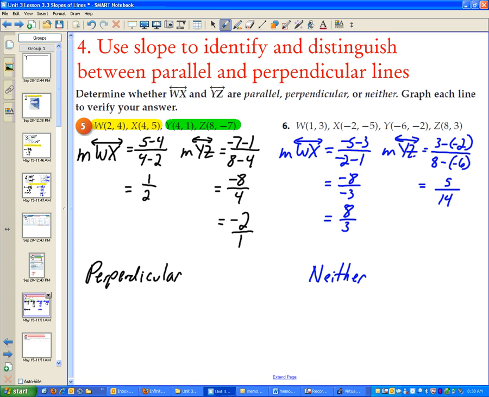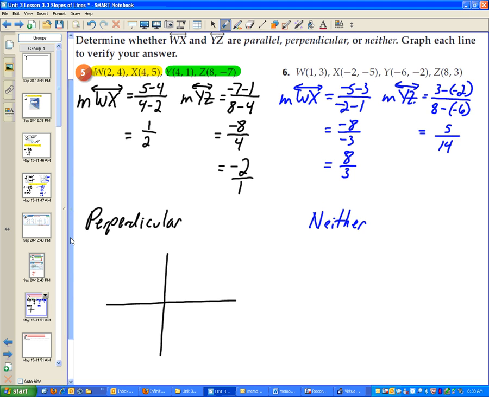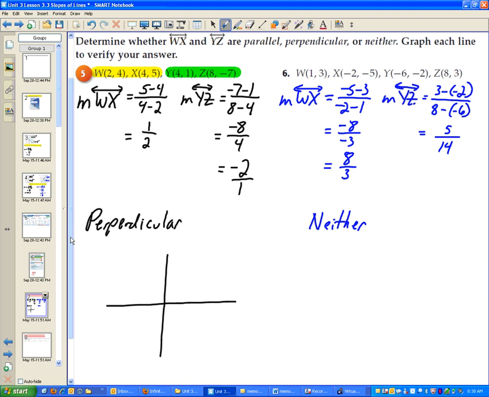All right, and since I forgot to graph the number 5, let's graph. Just make your own little coordinate plane. And this is why the graph's not a good verification. We're just going to sketch the graph. We're not going to try to be very precise at all. So W has coordinates 2, 4. 1, 2, 1, 2, 3, 4. Be about there for W. X is 4, 5. 3, 4. X is about there.